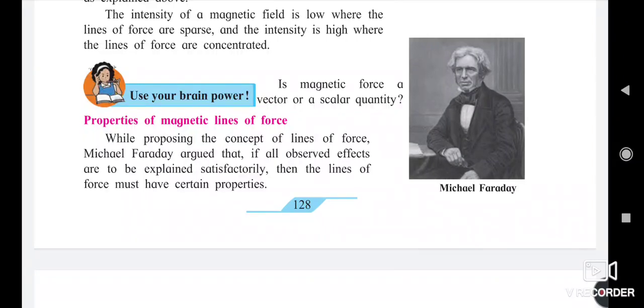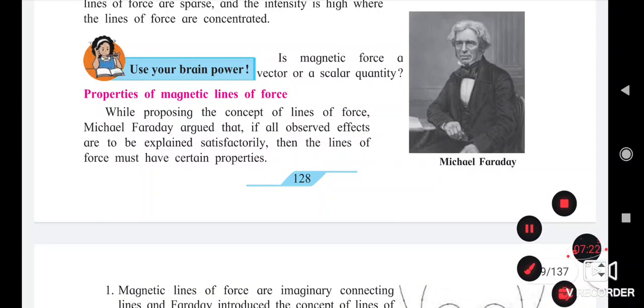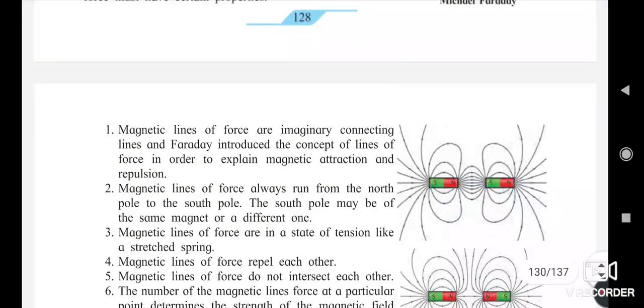While proposing the concept of lines of force, Michael Faraday argued that if all observed effects are to be explained satisfactorily, then the lines of force must have certain properties. The first property is that magnetic lines of force are imaginary connecting lines. Faraday introduced the concept of lines of force in order to explain magnetic attraction and repulsion.